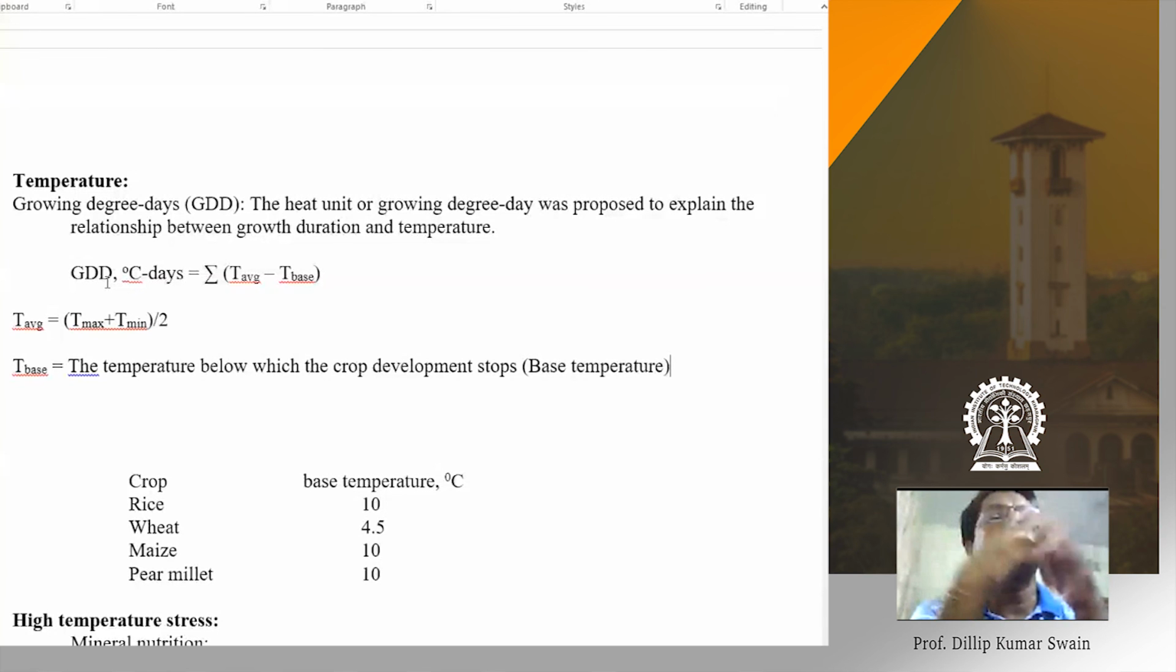The change of developmental stages we can predict, or the duration for a particular growth stage we can predict, by knowing this growing degree days. Once growing degree days is known, that is constant, and knowing the average temperature of that location, we can say, okay, the crop is going to flower on this day, or the crop is going to mature on this day. That we can predict. And once the duration is known, that will help us in predicting the biomass, because for that particular duration, how much biomass can be accumulated, that also we can predict well by using this growing degree days concept.